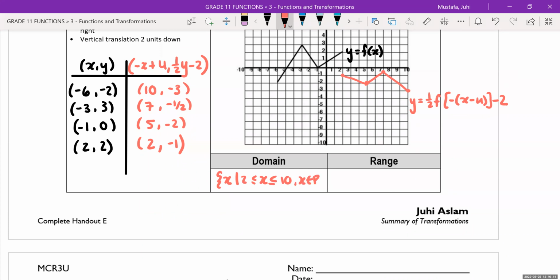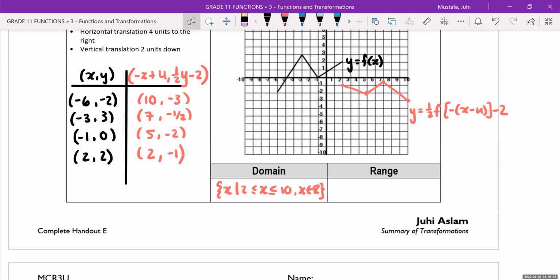And then for the range, we're going to have numbers from -3 to -0.5. So the set of all y values such that y is between -3, the smaller number, and -0.5, the larger number. y includes all real values.